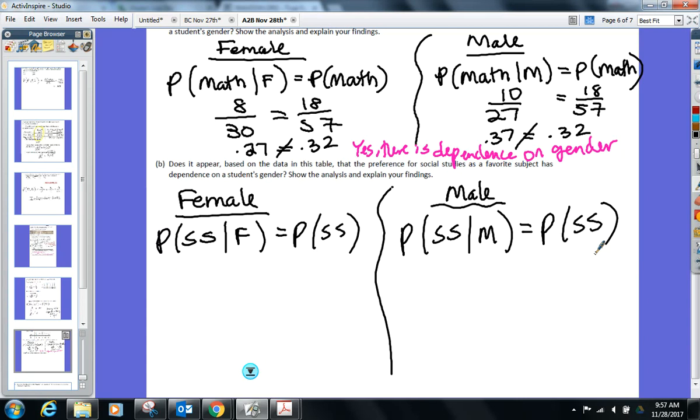Well, if they are independent of each other, the probability you prefer social studies given you're female should be the same as preferring social studies overall. And remember, there's 30 females though. You're doing the reverse. You're already given you're female, so that means out of 30, there's 10 out of 30, right?